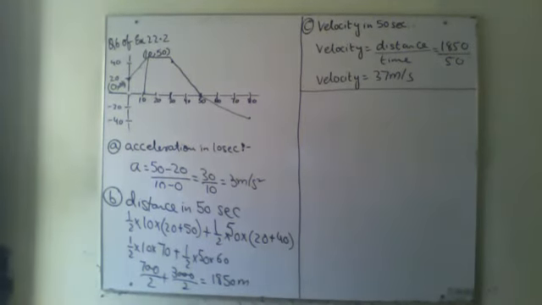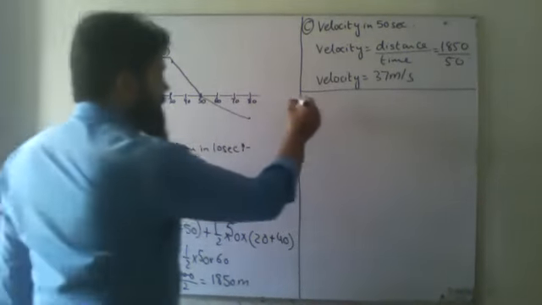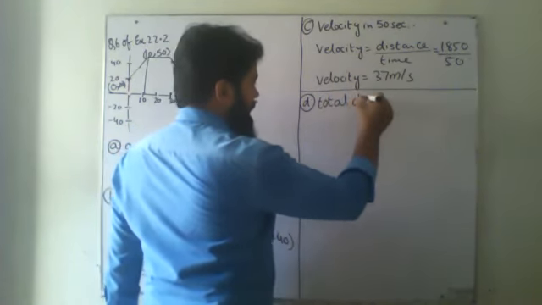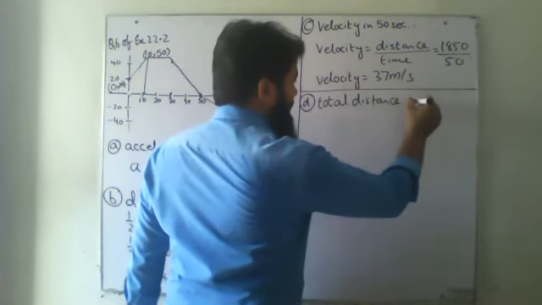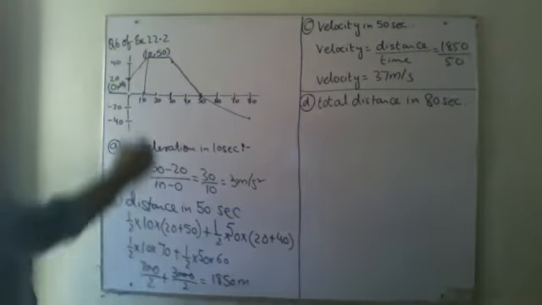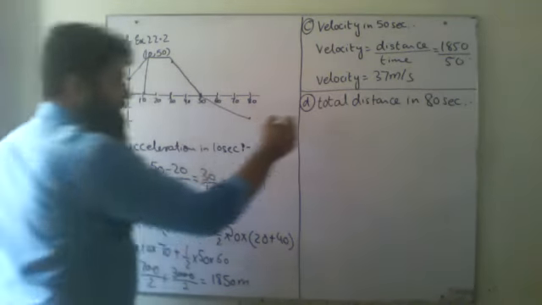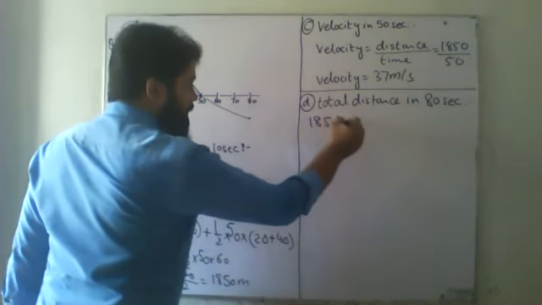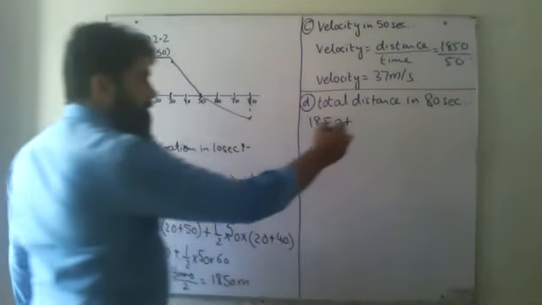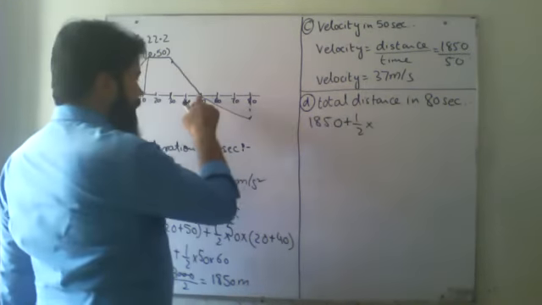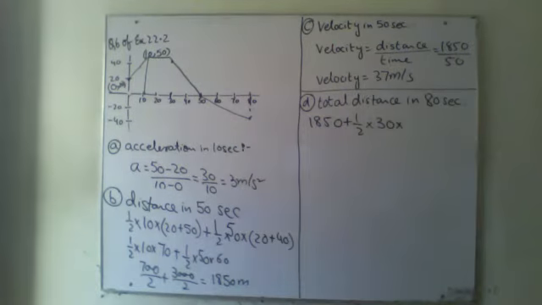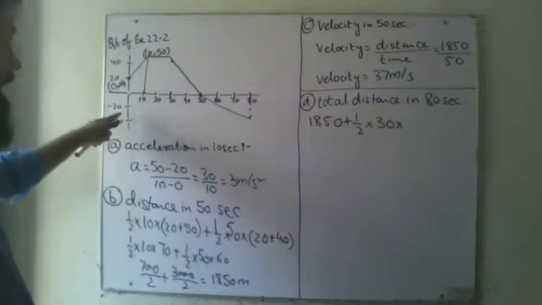Now, the next part of the question is saying find the total distance in 80 seconds. I have to find the total distance in 80 seconds. Okay, so what will I do? First of all, I will take this distance, that is 1850, plus, after that, I will take this distance. It's a triangle. So half into what's your base? 50 to 80, the base will be 30.